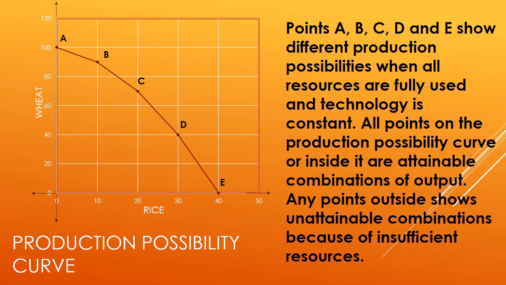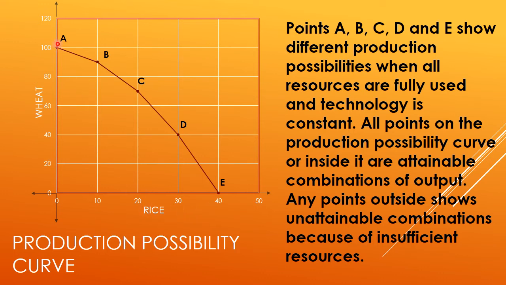So in the slide, we see a diagrammatic representation of the production possibility schedule or table. Here we see that wheat in lakh tons is represented on the y-axis or the vertical axis, and rice is represented on the horizontal axis or the x-axis.